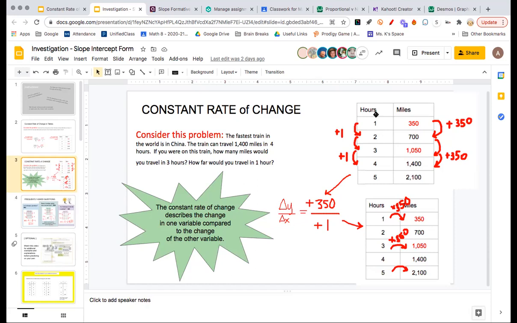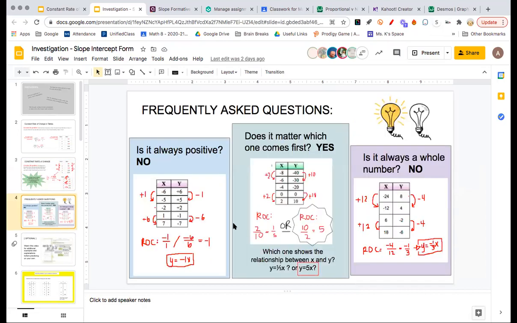Okay, a couple questions. Do you think the rate of change in a table will always be positive? No, right? The examples we've seen always go plus, plus, plus, plus. What would make it a negative rate of change? To subtract. Yeah, if I go minus, minus, minus, minus. And then also, like we've already said, it does matter that the y goes first and then the x.